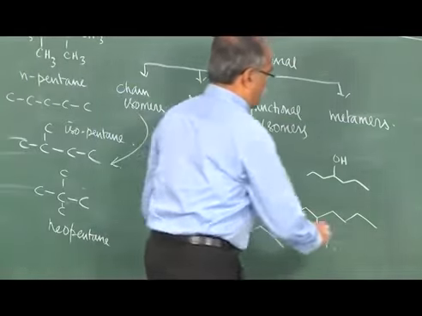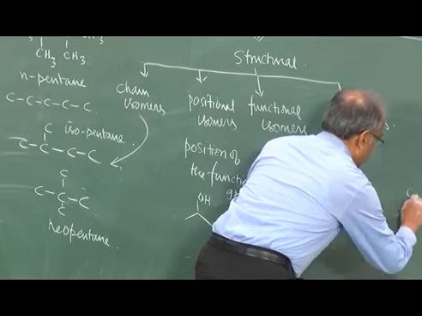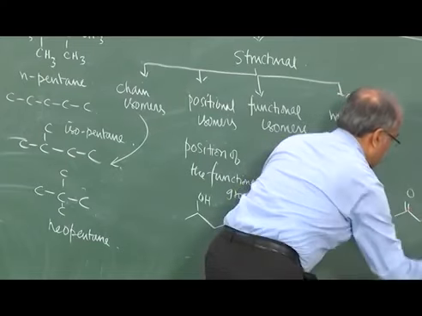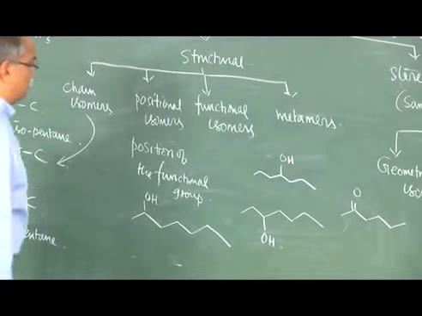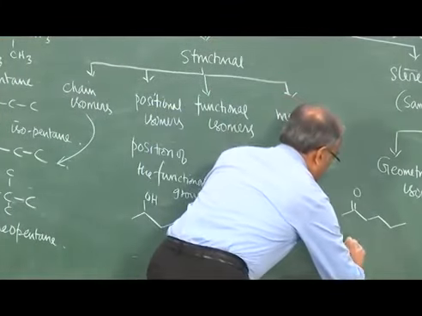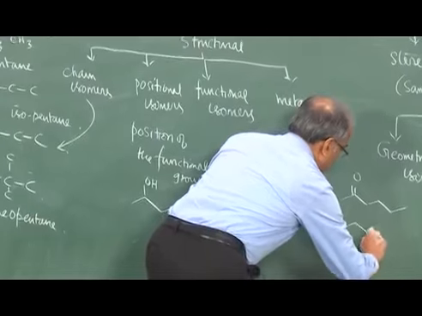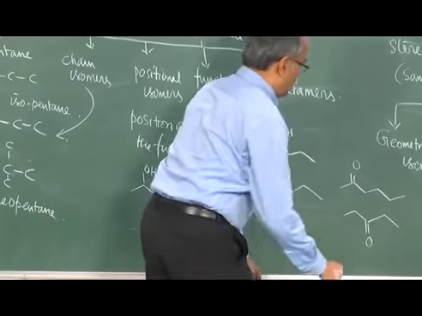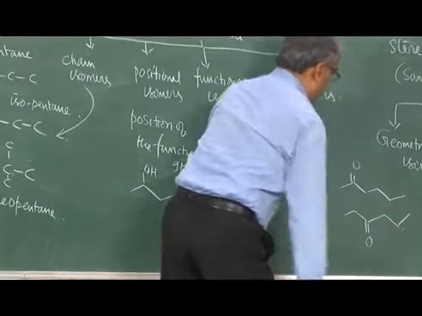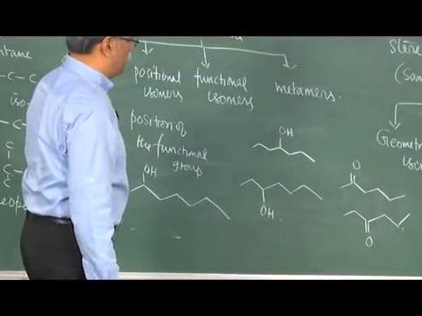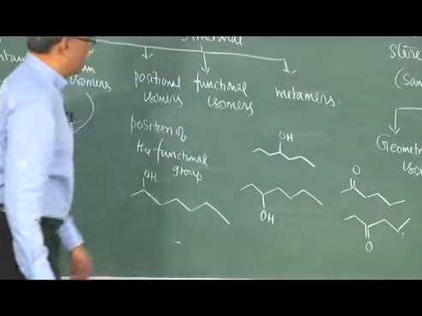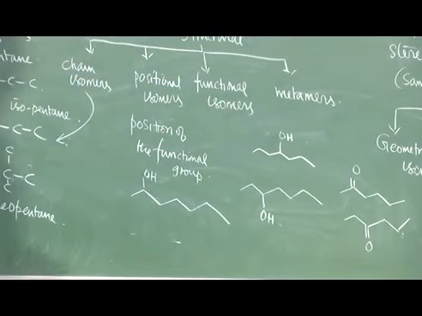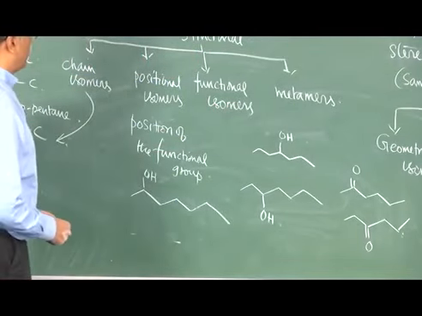So, if we consider similarly, this is 2-hexanone, whereas this would be 3-hexanone. So, you can have either 2-hexanone or 3-hexanone, which corresponds to the positional isomers of the functional group that we are talking about.